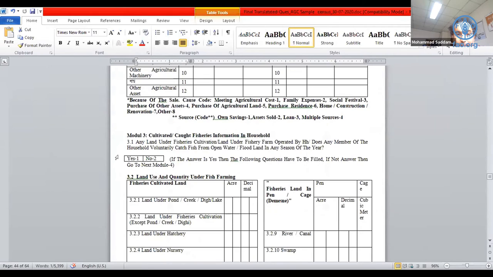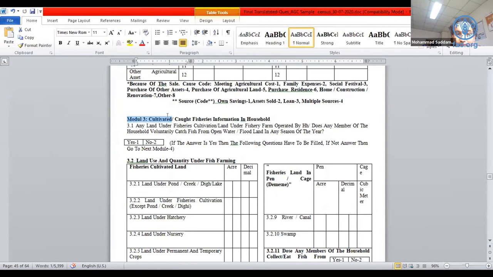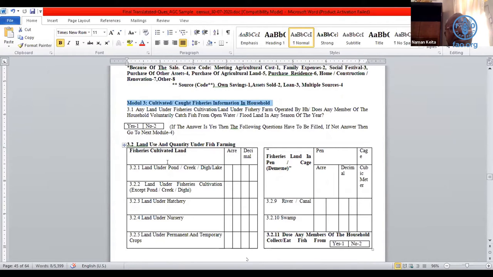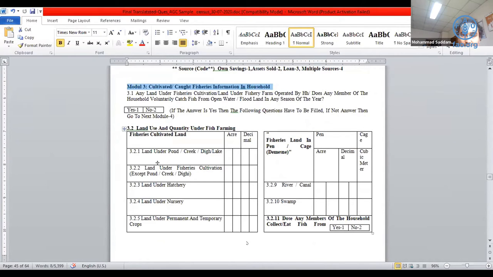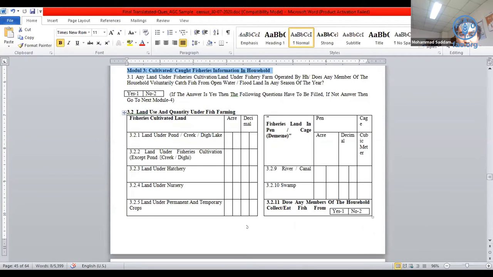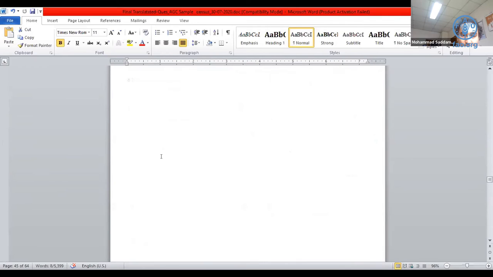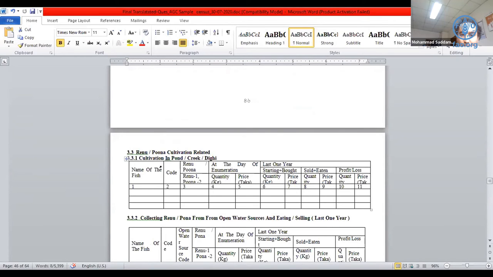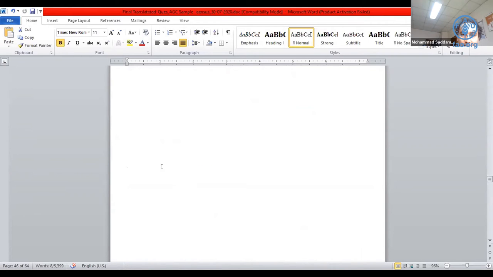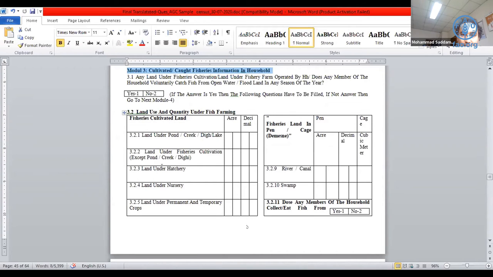Then module 3, the fisheries information in the household. This is related to the fisheries information from that household. Is that aquaculture or the inland fishery? This is inland fisheries. Okay. Land use and quantity under the fish farming. And 3.2 is the fish farming, the aquaculture base, land use and the quantity under the fish farming. Okay, so it's fish farming. The cultivation in the pond and creek and diggy, land use and the quantity on the fish farming, 3.2.